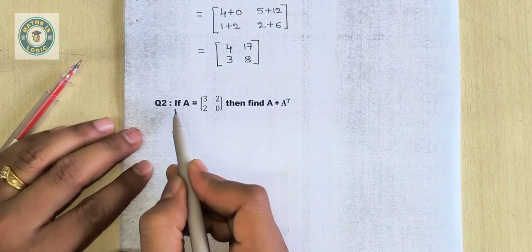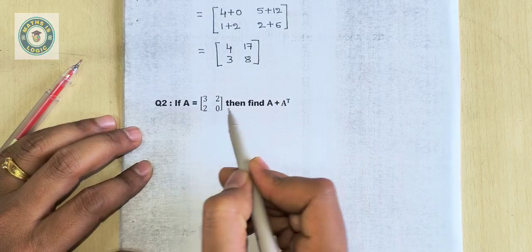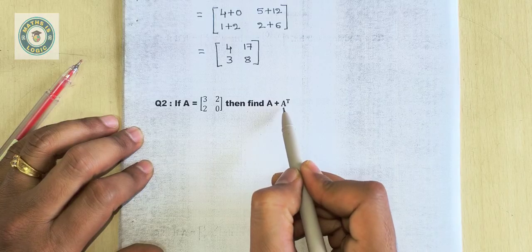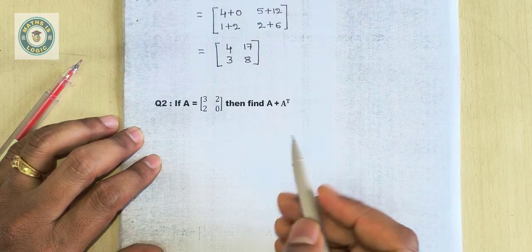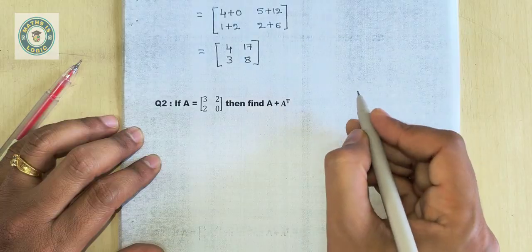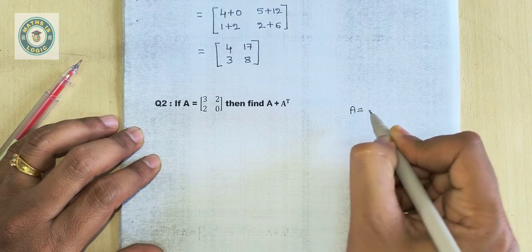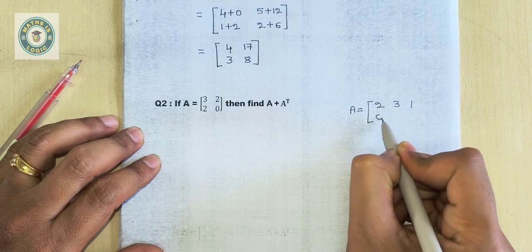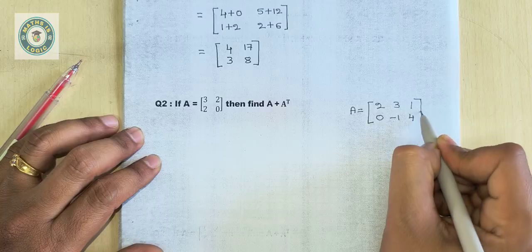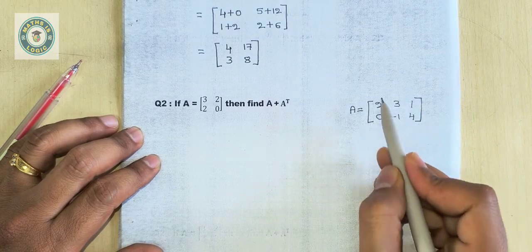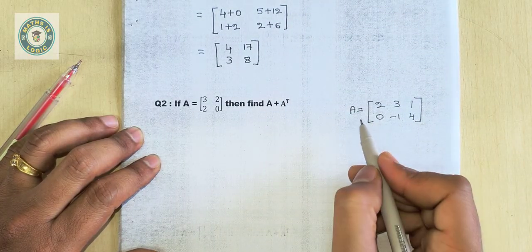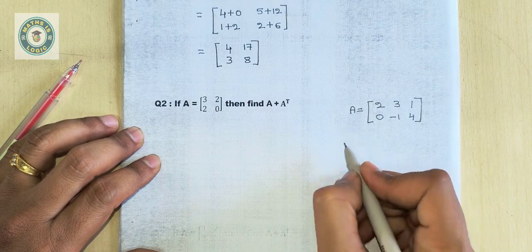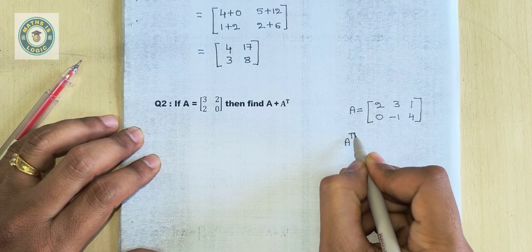Next, question number 2. If A is equal to the matrix 3, 2, 2, 0, then find A plus A transpose. If you want to solve this example, first you need to understand the meaning of the transpose of a matrix. Transpose of a matrix means, for example, consider one matrix, that is 2, 3, 1, 0, minus 1, 4. This is a matrix of order 2 rows and how many columns? 3 columns.